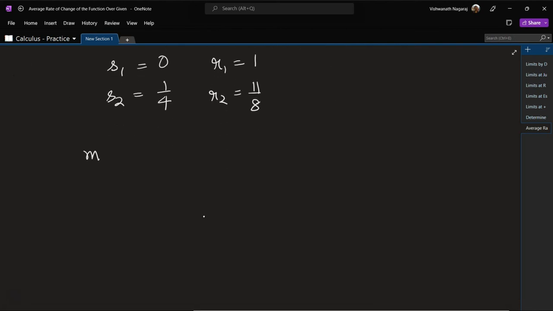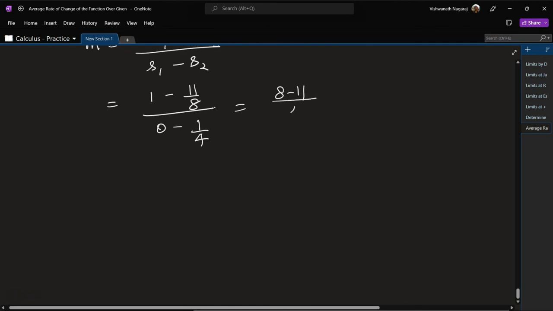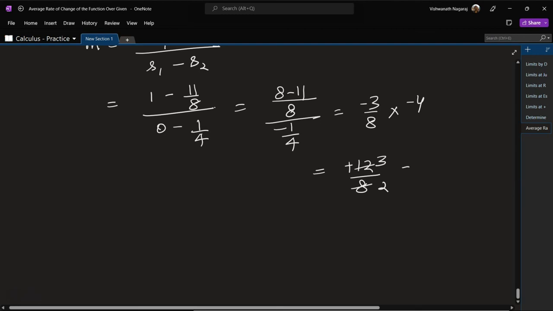Okay, so now let's figure out the slope. So M is going to be what? R1 minus R2. Remember, we can do the subtraction in any order. Okay, divided by S1 minus S2. The order has to be same in both the numerator and denominator. So which gives us R1 minus 11 by 8 by S1 0 minus 1 by 4. Now this is equal to 8 minus 11 by 8 by minus 1 by 4, which is minus 3 by 8 times minus 4, which gives us 12 by 8, which gives us a slope of 4 threes, 4 twos. That is 3 by 2.